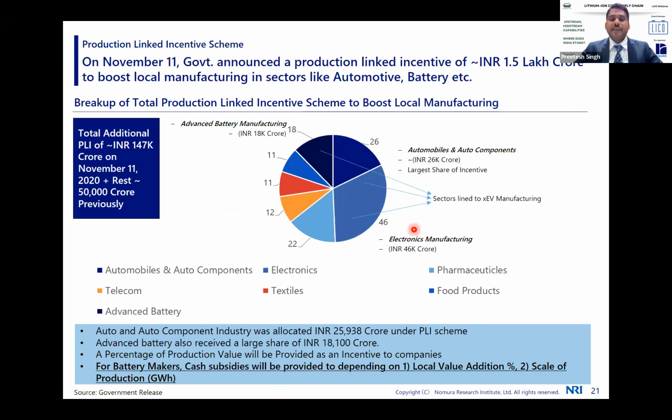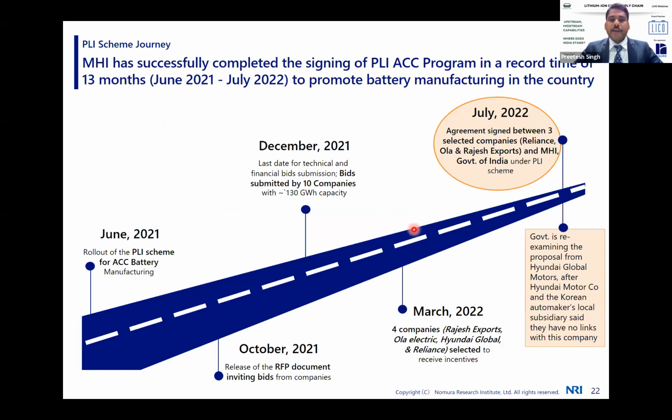And there has been a very important initiative. We are all aware of it, the PLI for ACC applications, with a huge amount of budget. And it is a fast-tracked program also. Eventually we have 3 players, with the removal of Hyundai Global Motors, because they were probably not able to meet some of the criteria. So now we have Rajesh Exports, Ola and Reliance.